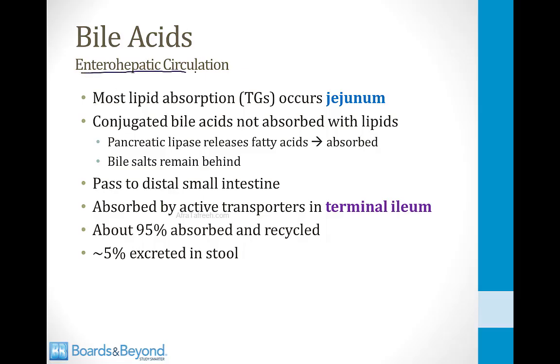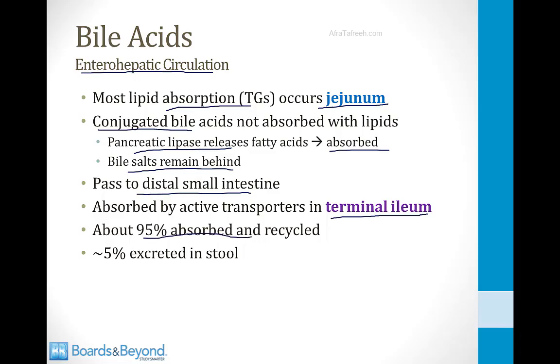This is called the enterohepatic circulation. So most lipid absorption of triglycerides occurs in the jejunum, but conjugated bile acids are not absorbed with the lipids. Pancreatic lipase releases the fatty acids and those get absorbed by enterocytes, but the bile salts remain behind. They then pass to the distal small intestine and they're absorbed by active transporters in the terminal ileum. About 95% are absorbed and recycled, and about 5% are excreted in the stool.